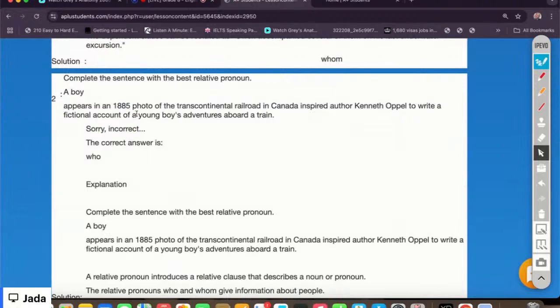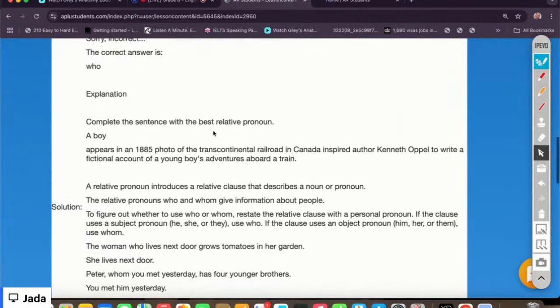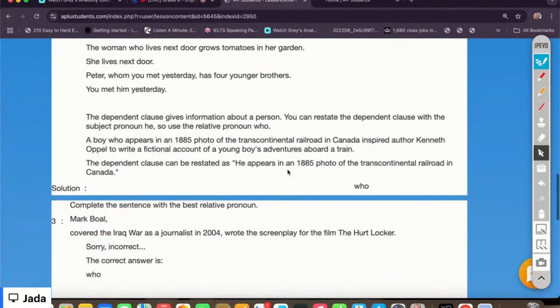Okay, so a boy that appears in an 1885 photo of the Transcontinental Railroad in Canada inspired author Kenneth Oppel to write a fictional account of a young boy's adventure aboard a train. So, who? Remember that if it can be he, she, they, then it is who.